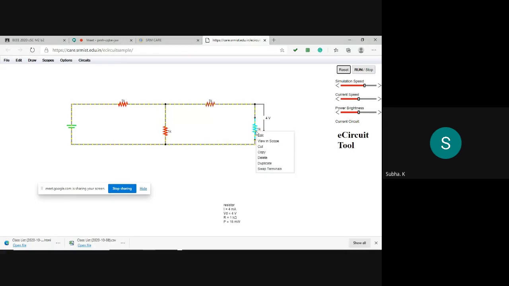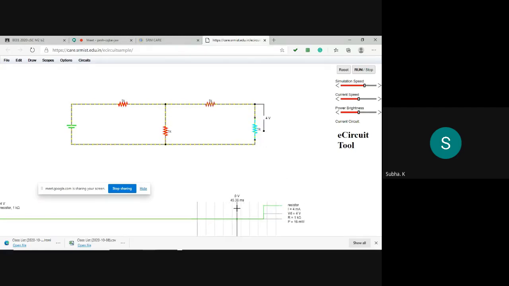I think 4 volt is your Thevenin's voltage. This circuit also you have to copy. And there is a formula that is given for calculating the maximum power. What is the formula that is given in the manual? P is equal to VI. Is there any formula given? There should be one formula.